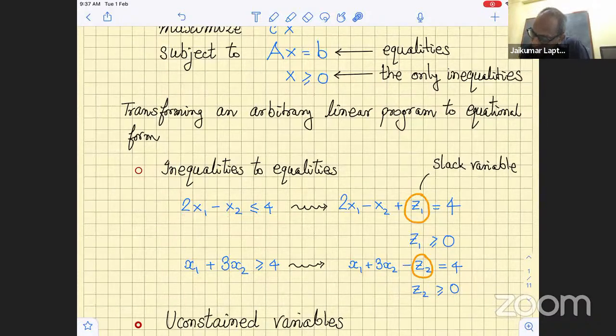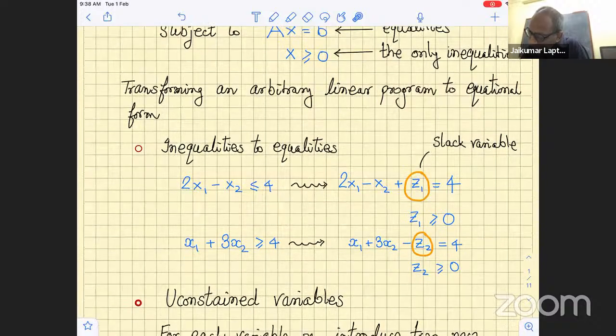We would like to convert it to an equality. So what we do is, instead of saying that 2x1 minus x2 is less than or equal to 4, we say 2x1 minus x2 plus a variable z1 is equal to 4. So this z1 contains the gap or the slack between the right-hand side and the left-hand side. And to properly capture this inequality, we have to say that z1 must be greater than or equal to 0.